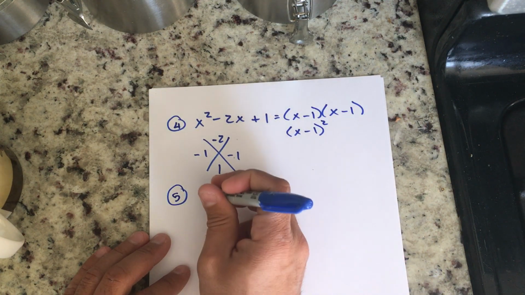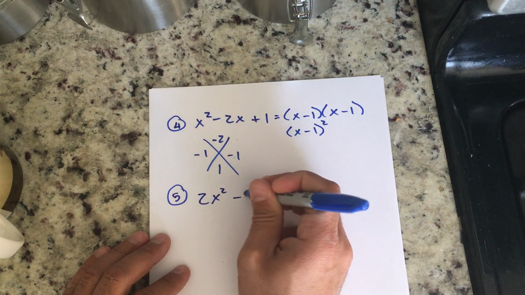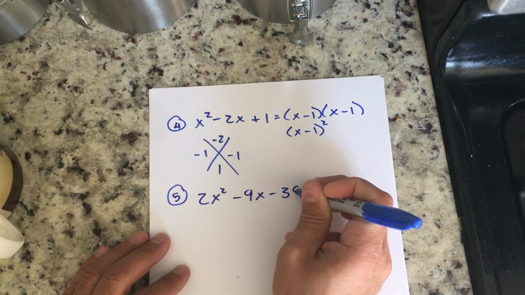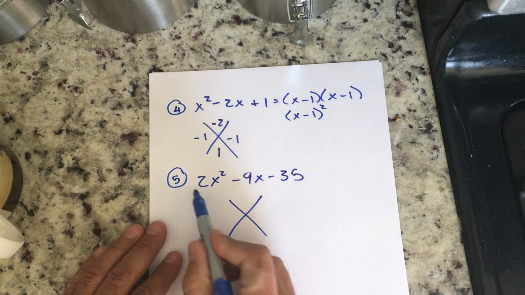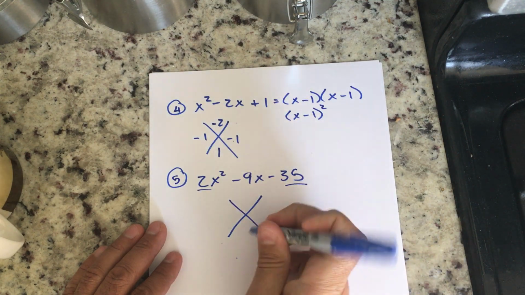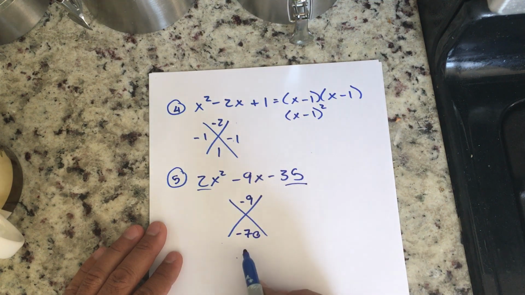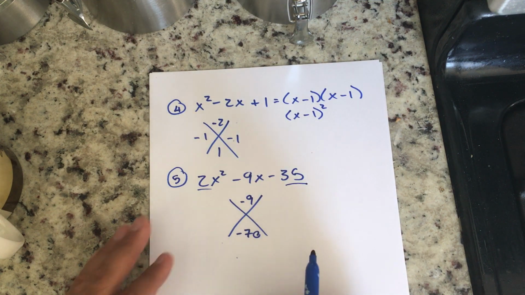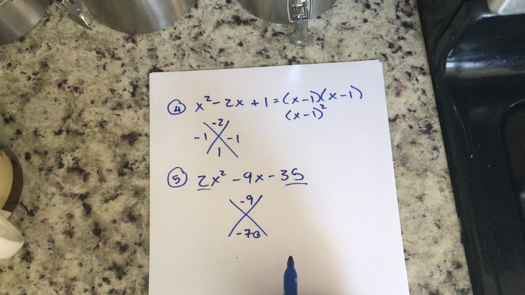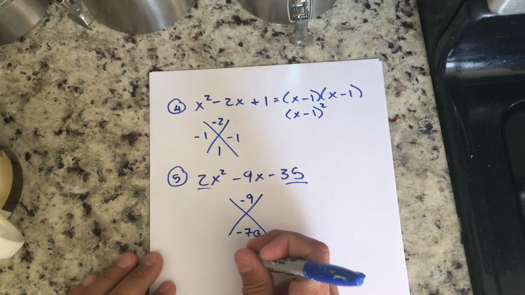Number 5 tells me 2x squared minus 9x minus 35. So this one's a little bit different. I have to multiply these together, which gives me negative 70. And this still goes on top. So two things that multiply to negative 70 and add to negative 9. So I'm just going to list it out.